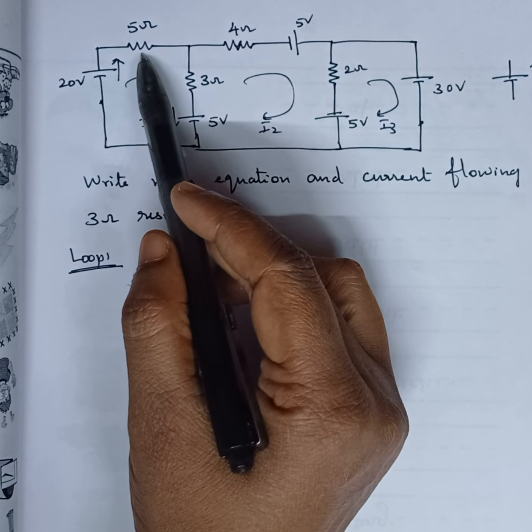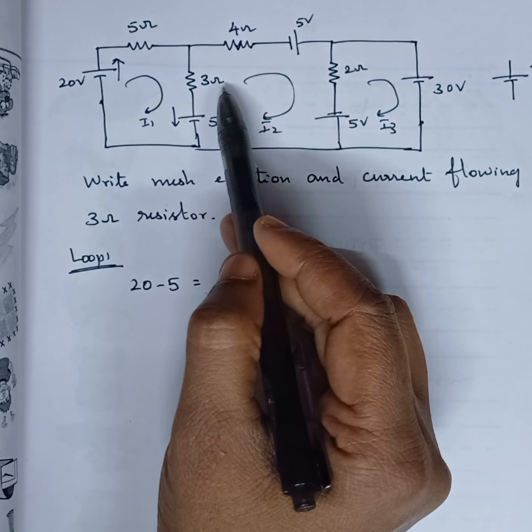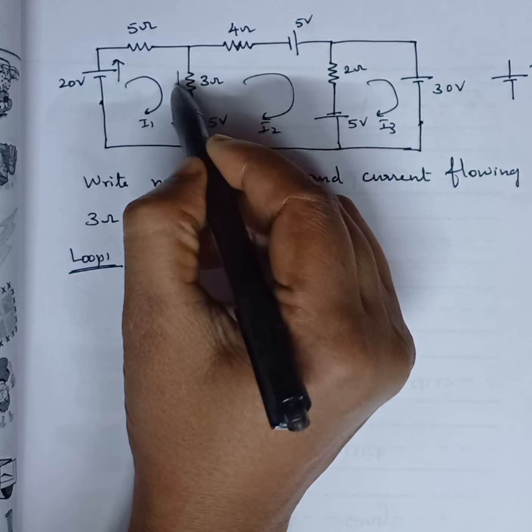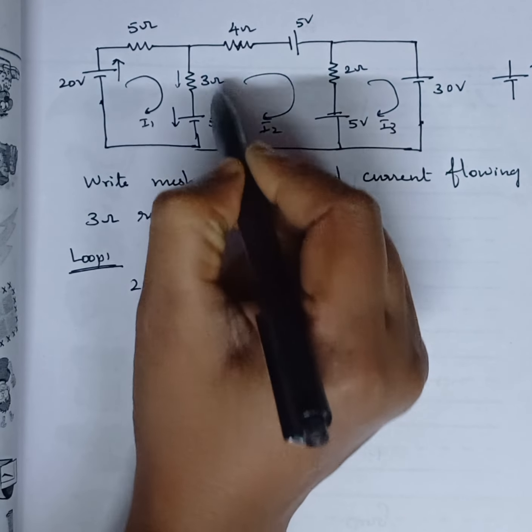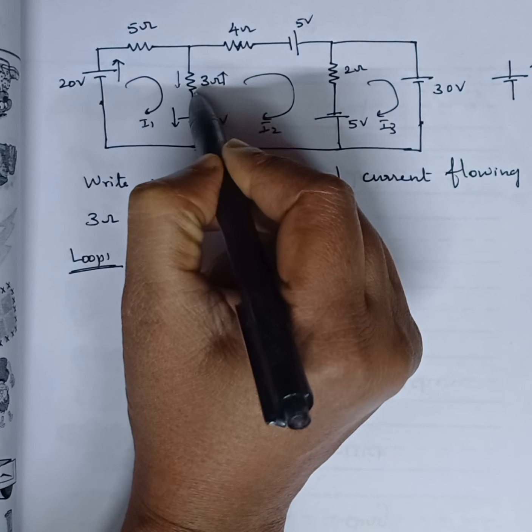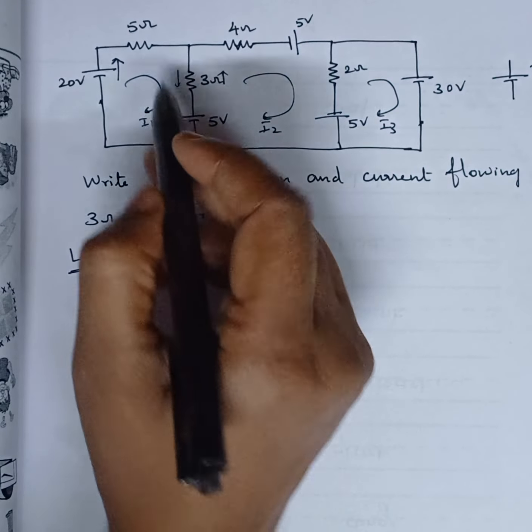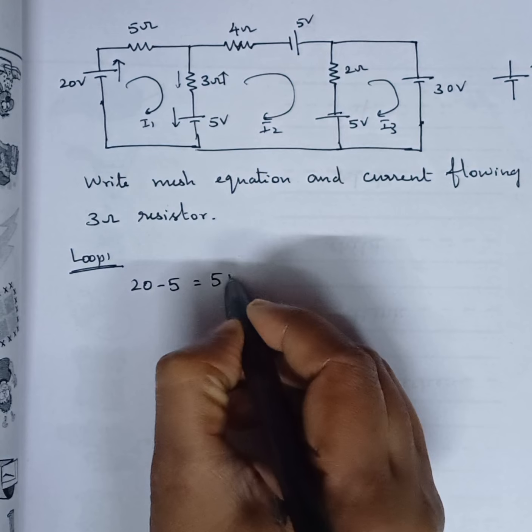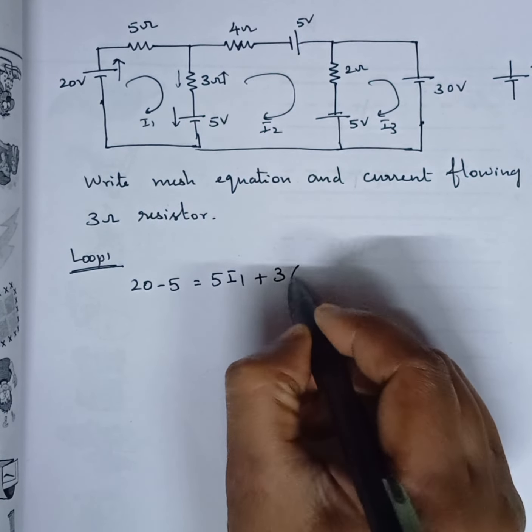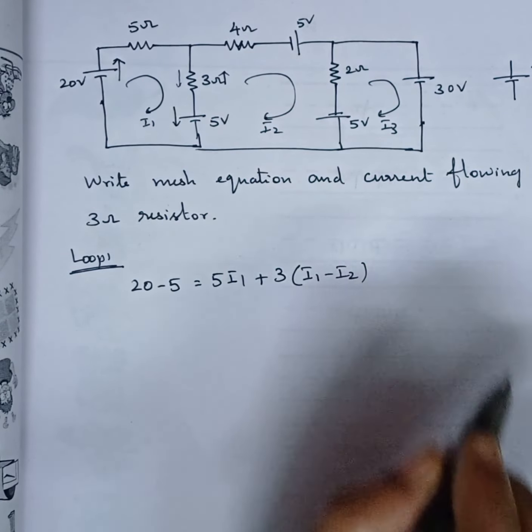So 5I1 for the 3 ohm resistor, which is common for loop 1 and loop 2. Now the current direction for I1 is like this. Current direction I2 will be just opposite. So we have to put the difference of these two currents flowing through this 3 ohm resistor. For the other resistor there is only I1. So I will put this as 5I1, correct, plus 3 into, if I take first loop it should be I1 minus I2. Nothing else is there.